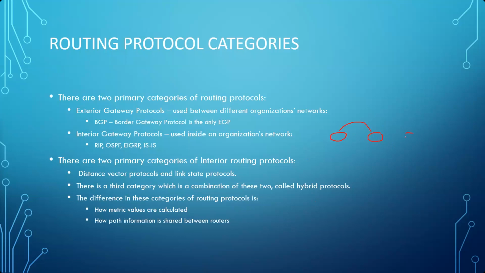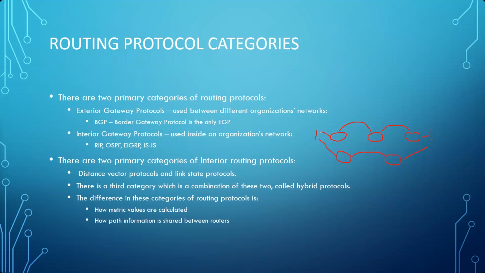So if there are more routers between a source, a starting point, and a destination, then the router's going to say, well, unless there is an alternative path, I'll take this path. But if there's an alternative path, let's say from this router to this router to the same destination, well, that's a single hop.